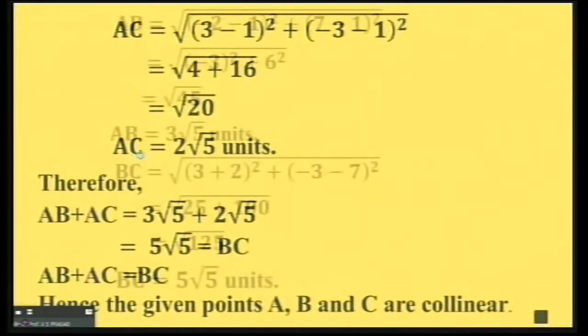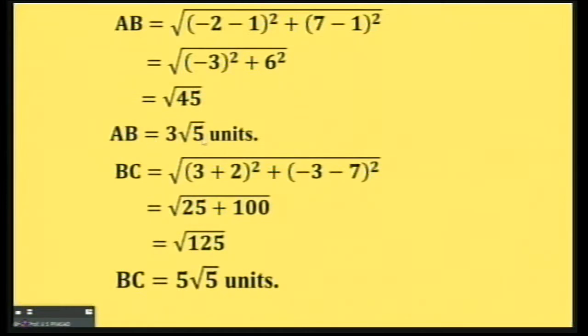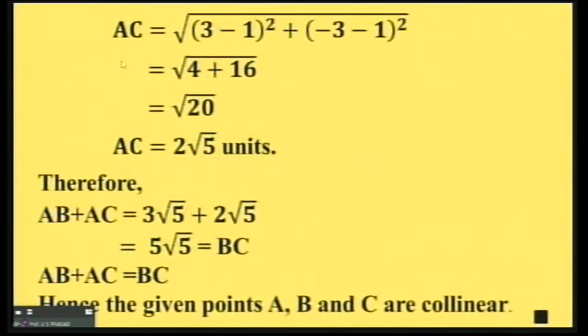Therefore look at the sum AB plus AC. AB is 3 root 5, BC is 5 root 5 and AC is 2 root 5. So AB plus AC is 3 root 5 plus 2 root 5. I hope our students know how to add two irrational numbers. Whenever we have two irrational numbers, keeping the irrational part as it is, just add the remaining parts, and you get 3 root 5 plus 2 root 5 is equal to 5 root 5.